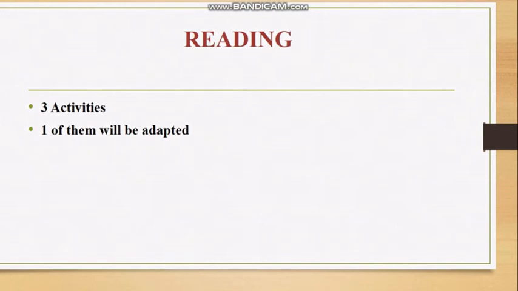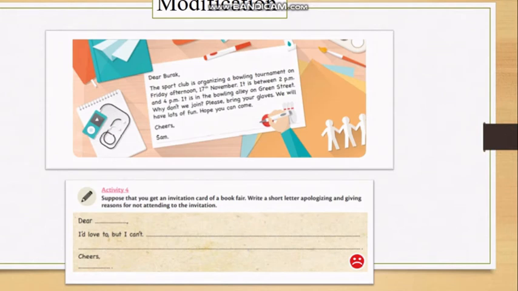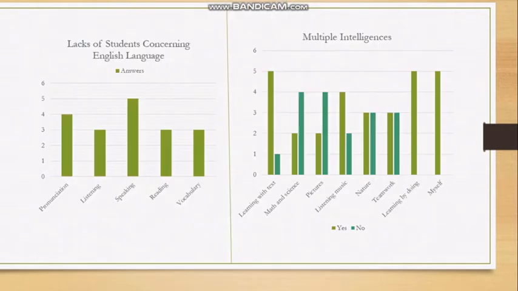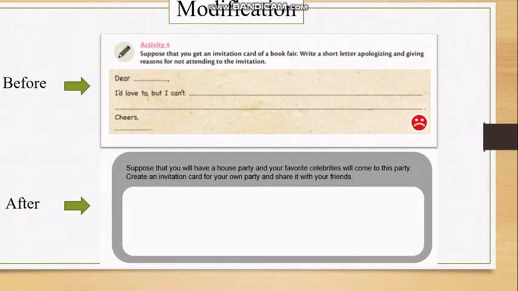There are 3 reading activities in the unit and one of them is going to be adapted. It's a post-reading activity and according to the invitation card, students are asked to write a short letter for apologizing and giving reasons for not attending the invitation. According to the conclusion of our survey, our students are strong in linguistic and verbal intelligence and they find themselves lacking speaking skill. Therefore, we changed the activity because it seems boring due to the age and interest of the students.